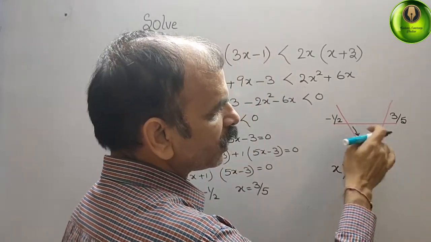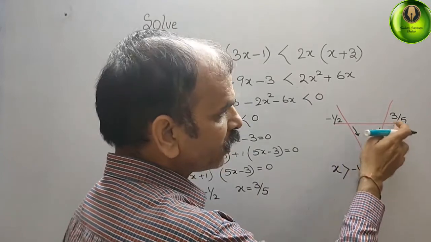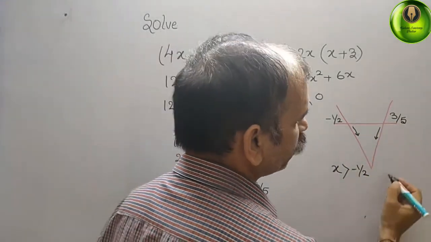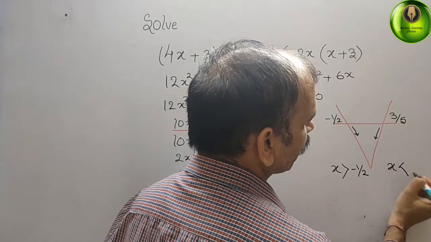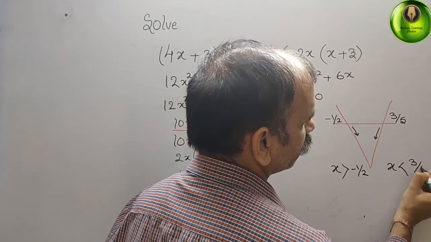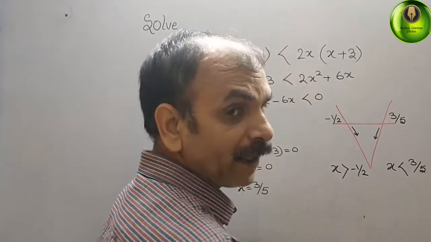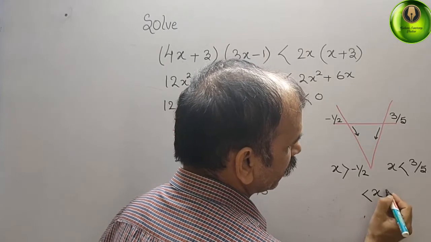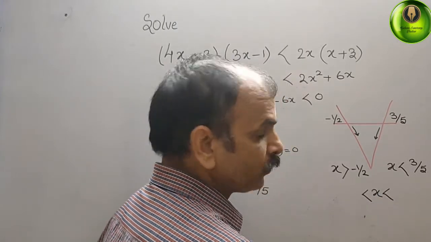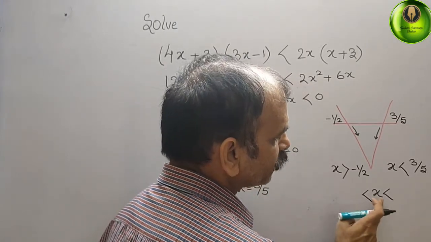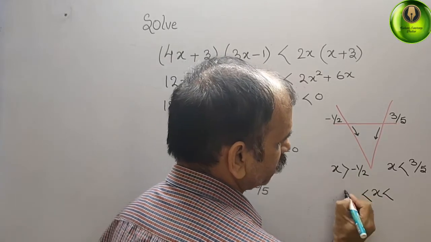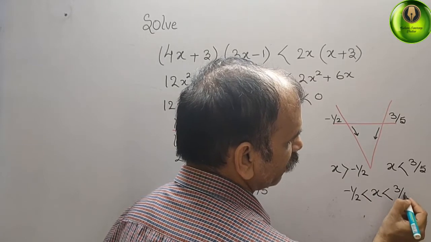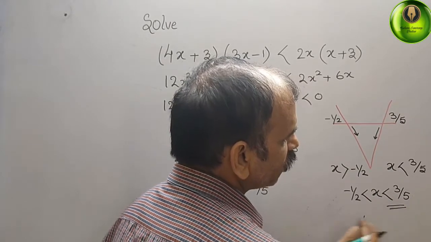And if you move towards the left of 3 by 5, you can see the value is decreasing. So you can see what? x should be less than 3 by 5. Now make the relationship. x should be here greater than and less than. You can see x should be greater than minus 1 by 2, and here comes x should be less than 3 by 5. So this is your relation.